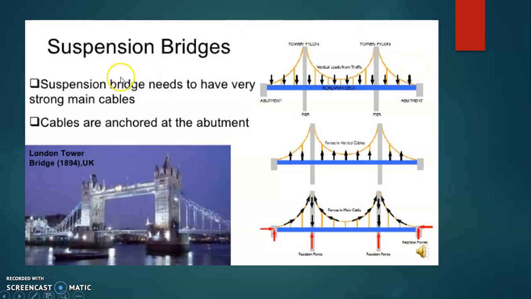Another type is the suspension bridge. A suspension bridge needs to have very strong main cables. The cables are anchored at the abutment so that it will give stability to the bridge itself. So the load is distributed to the cables, to the pier, to the beam, and all components are interrelated, such as the London Tower Bridge in the United Kingdom.